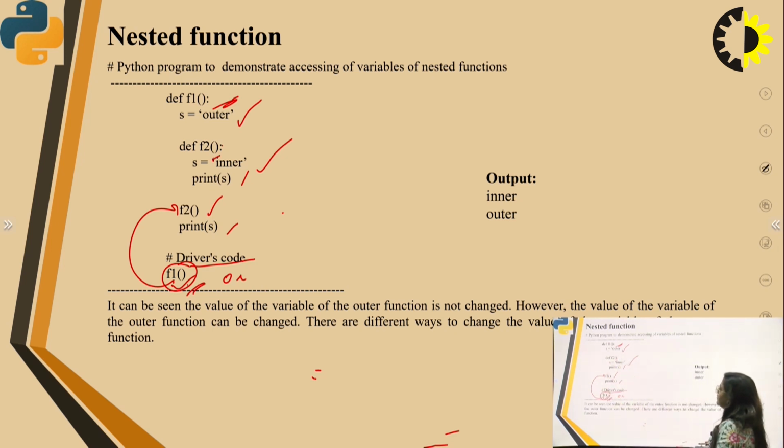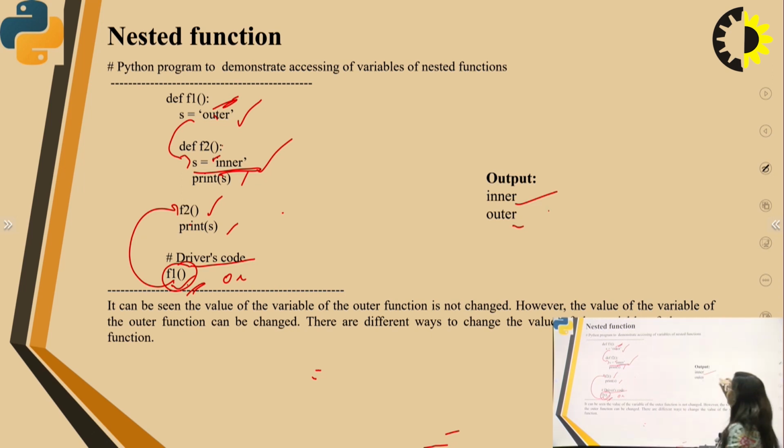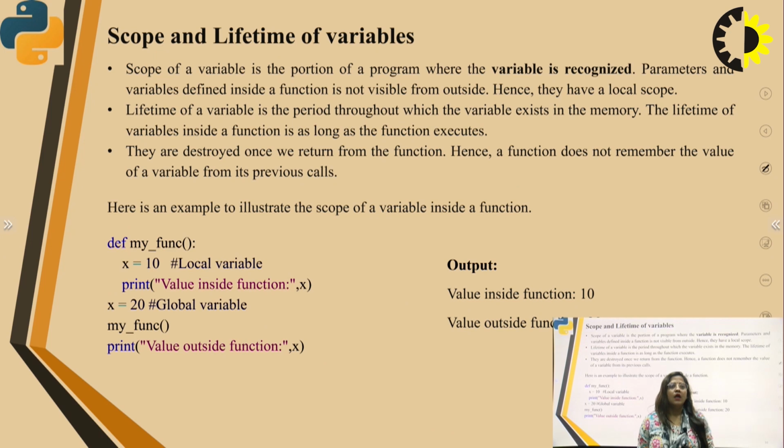So the output is this: when you call f1, it enters and calls inner first, so it calls inner, then calls outer. The output is this.